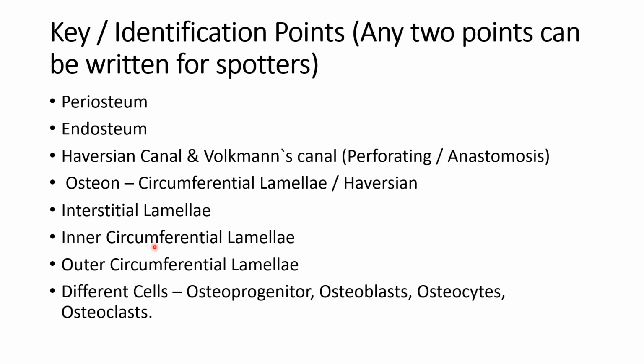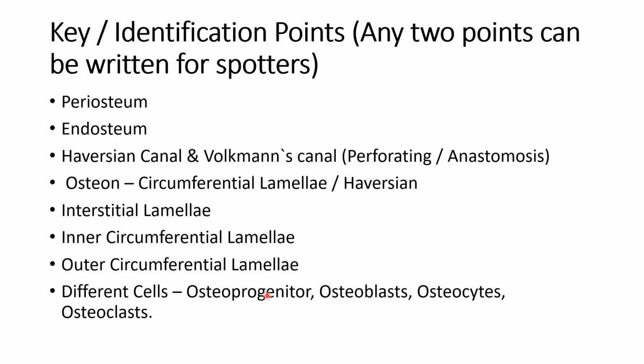Near the endosteum, the continuous layers of osteocytes are called inner circumferential lamellae. Then near the periosteum, the continuous layers of osteocytes are called outer circumferential lamellae. Then there are different types of cells: osteoprogenitor cells, osteoblast cells, osteocytes, and osteoclasts.